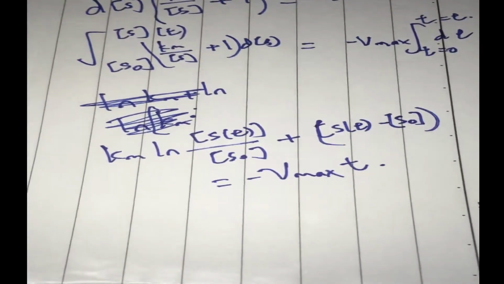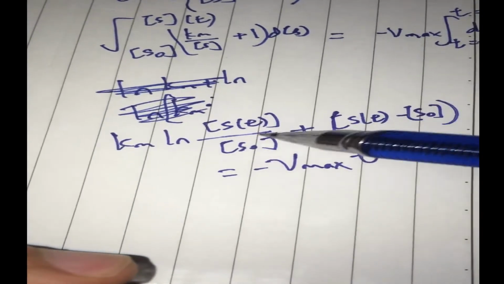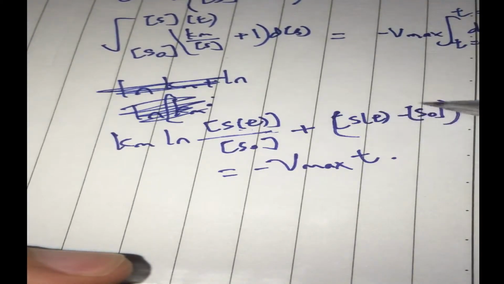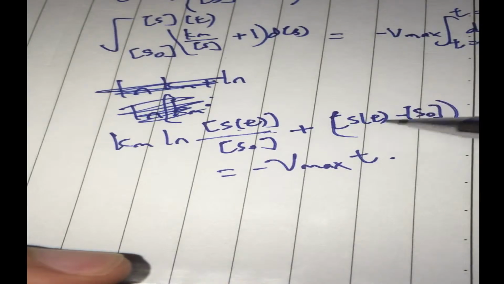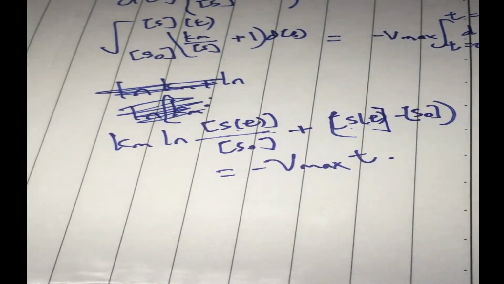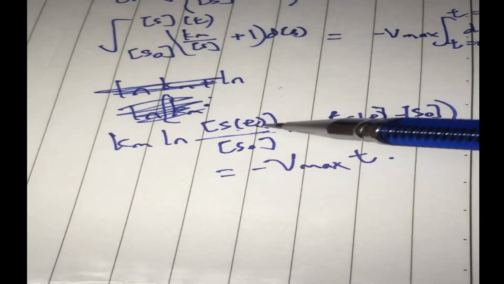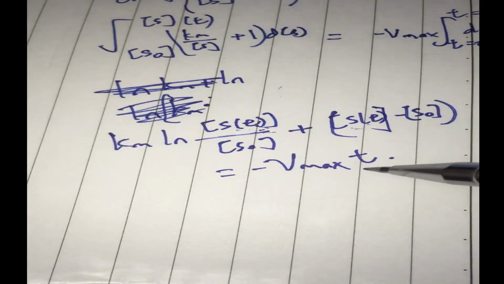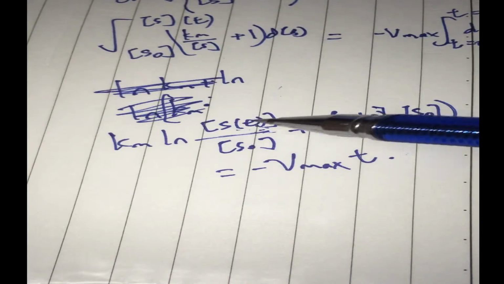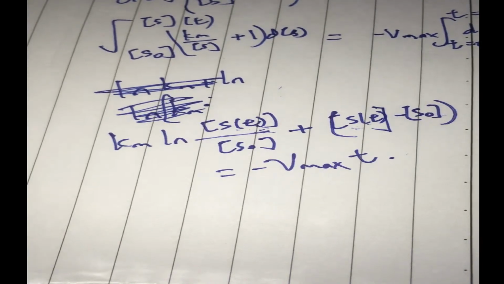Okay, so we have a few variable terms here. We have this ln term with S at time t, and then this term here with also another S at time t. What we want to do is reduce the number of experimental data variables to two. This is experimental data, S at t, and this is also experimental data. You have a plot of S versus t, you can generate this data, and of course you have S0, which is your known initial concentration.